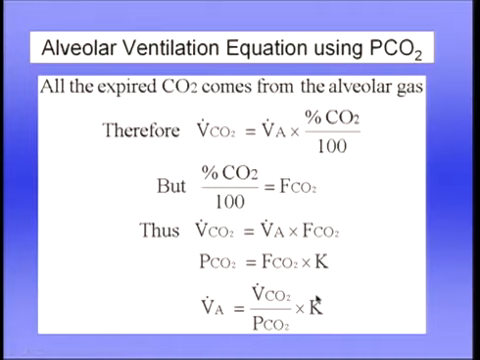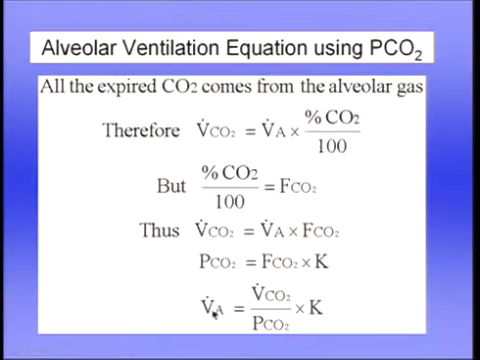I'm not going to go into the constant. It has to do with the fact that we measure CO2 production and alveolar ventilation in slightly different units. Let's not worry about it, because we're not going to use the constant at all. It's just important to know that there's an inverse relationship between the alveolar ventilation and the PCO2. In other words, if we double the alveolar ventilation, we halve the PCO2. If we halve the alveolar ventilation, we double the PCO2. And this assumes that the CO2 production is constant.